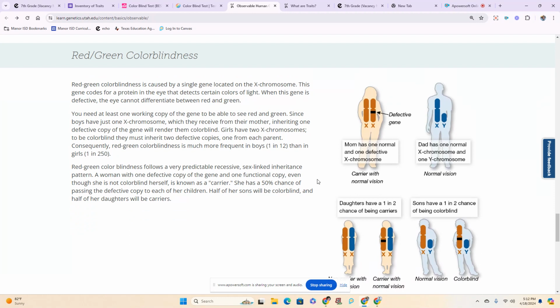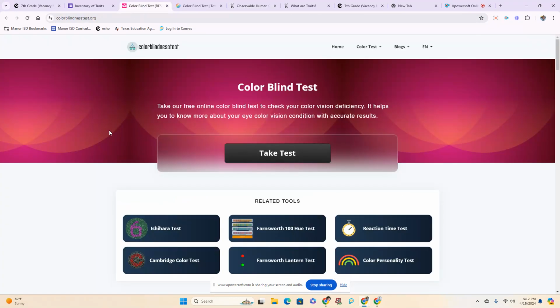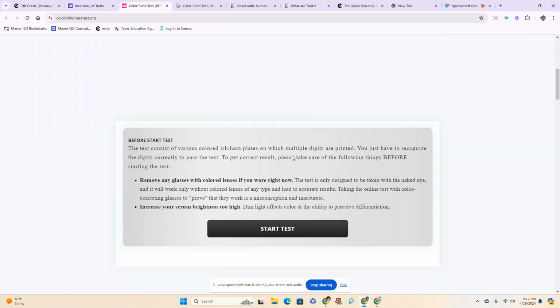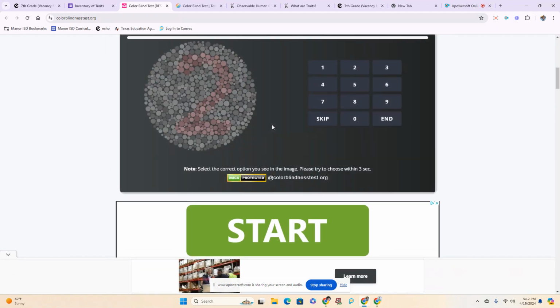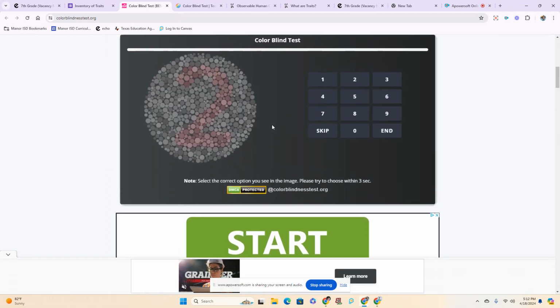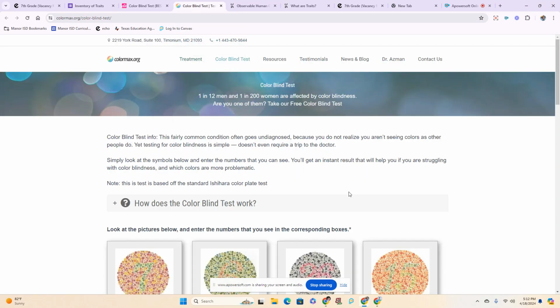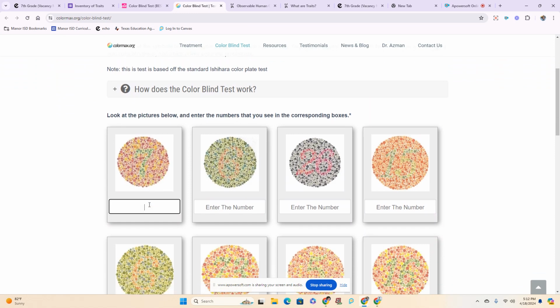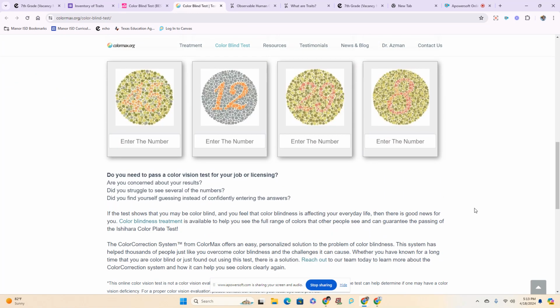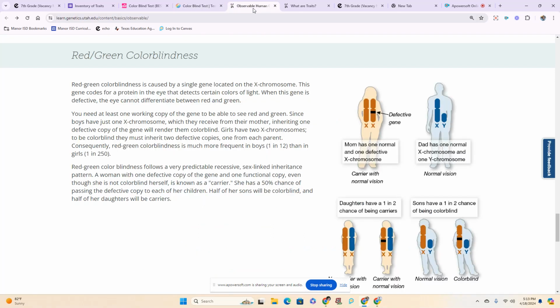Okay, when you get to the Google form that you're going to fill out, I have 2 colorblind tests. This is the first link, and you'll click here to take the test. It's free. If for some reason this link does not work for you, then you're going to do this link. On this one, you have to actually enter the number that you see. Make sure you answer every question, and then it will tell you at the bottom. So again, you're going to do that when you're doing the Google form.